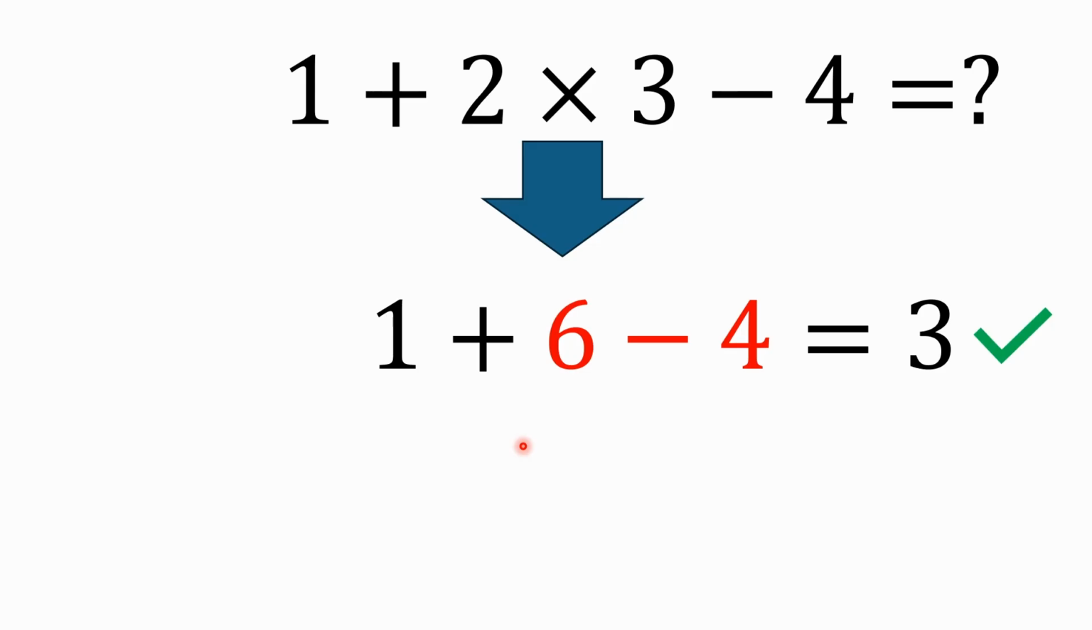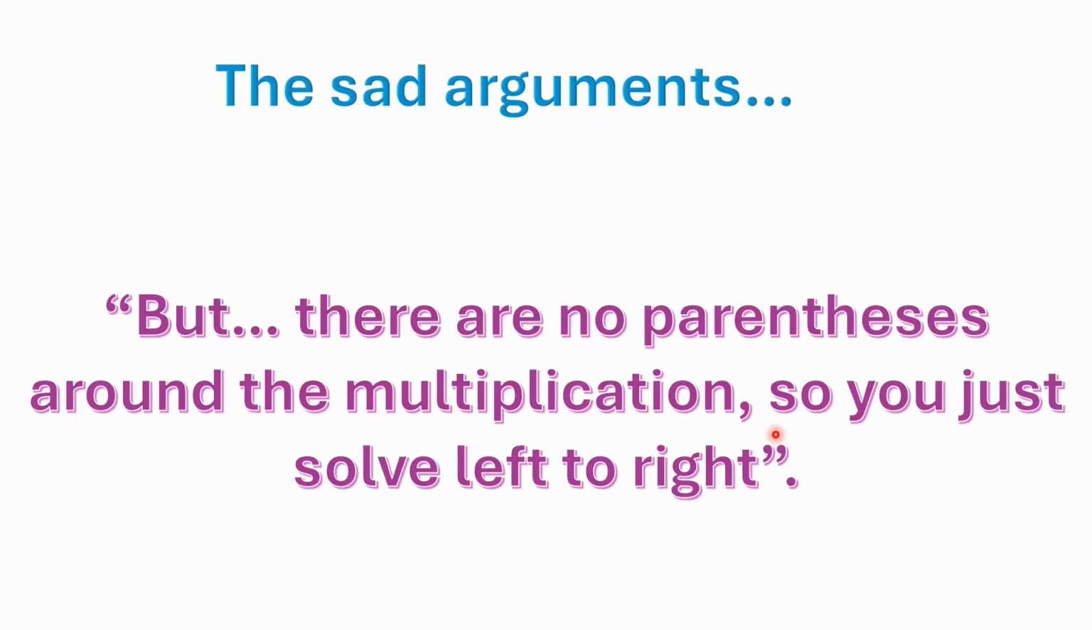We already decided that we need to do the multiplication first because of the order of operations. 2 times 3 is 6, right? 1 plus 6 is 7. 7 minus 4 is 3. Now, I already know there's a lot of people out there going, nope, back in my day it wasn't 3.